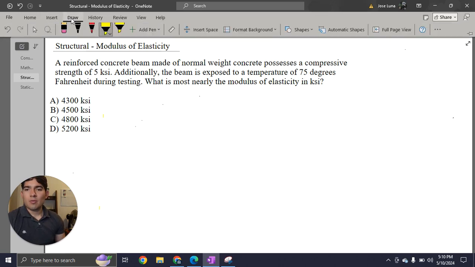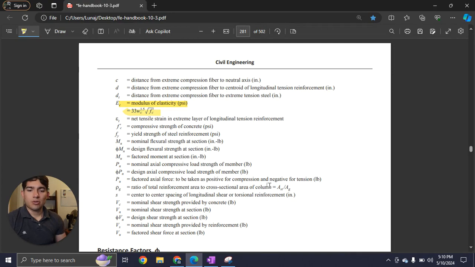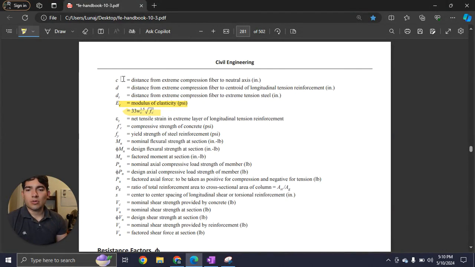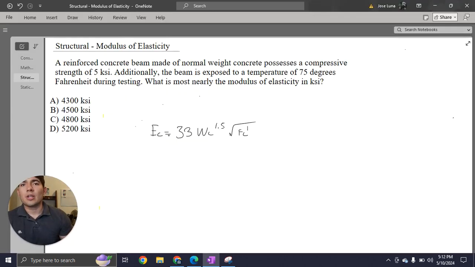So what we're going to do is go to our FE reference manual on page 275, as you can see right here. And we're going to go to these formulas for concrete design. And as you can see, we have a formula for the modulus of elasticity. Okay, so I went ahead and wrote the formula right here in the notebook.